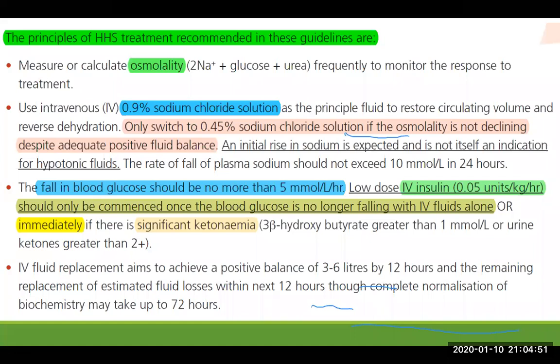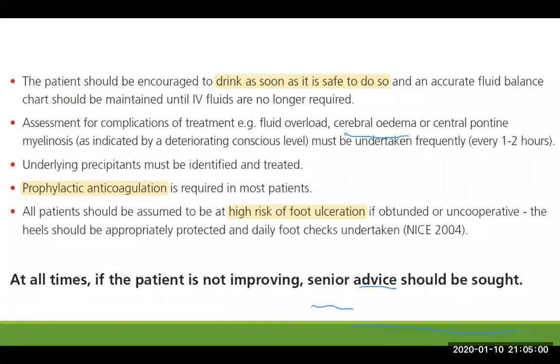When to initiate insulin? If there is no reduction in blood glucose after initiation of fluid. And of course, the patient with hyperosmolar hyperglycemic state must be encouraged to drink as soon as it is safe to do so. We must assess for complications of management like fluid overload, cerebral edema, and central pontine myelinosis, because they may lead to death.